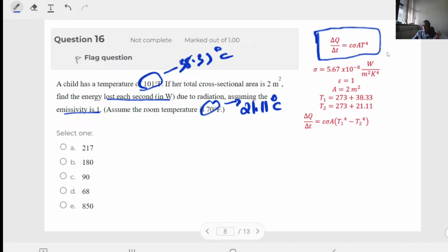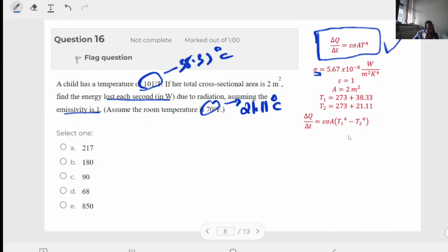Delta Q by delta T, use this formula. Sigma for a human being, this is a child. Maybe the question is also not good. It doesn't specify sigma, but you could use sigma as 5.67 times 10 raised to minus 8 watt per meter square per Kelvin raised to 4. This is the amount of heat, a power per area per T raised to 4. Emissivity is 1. The area of the child is given, 2 meters square. T1 is that much, T2 is this much.